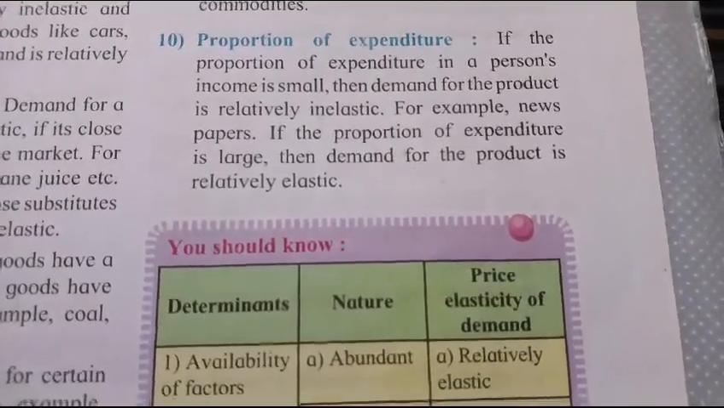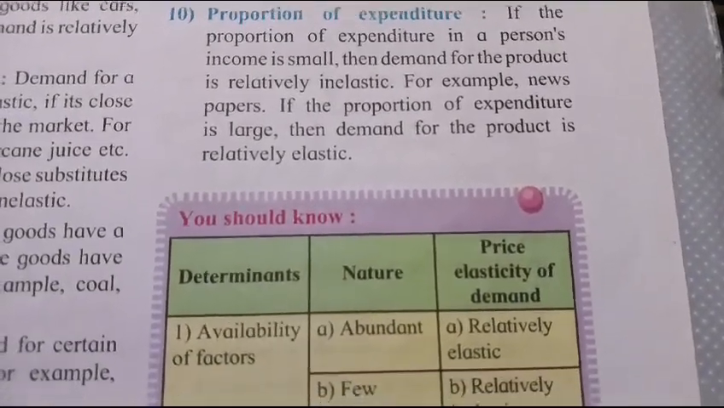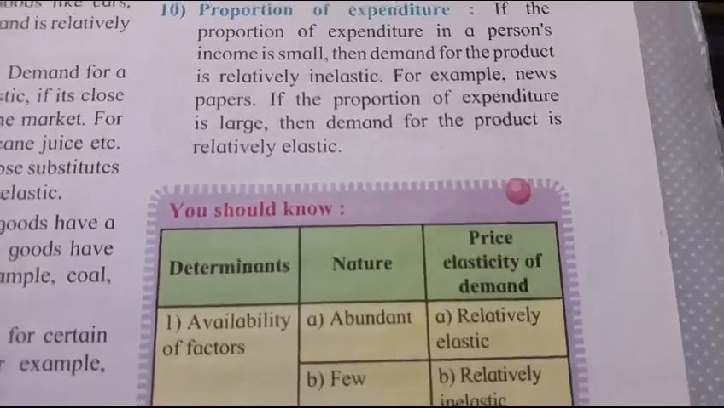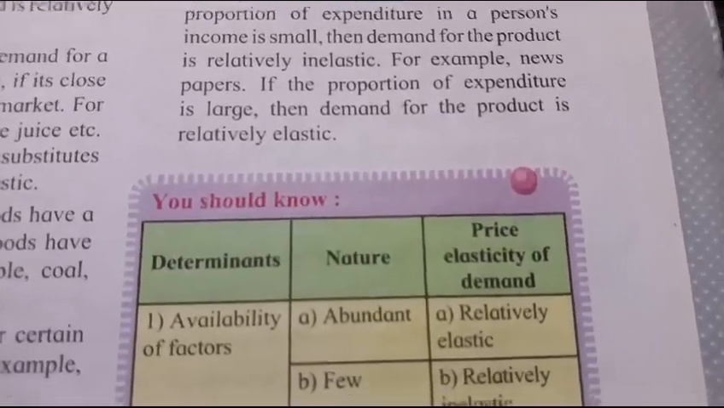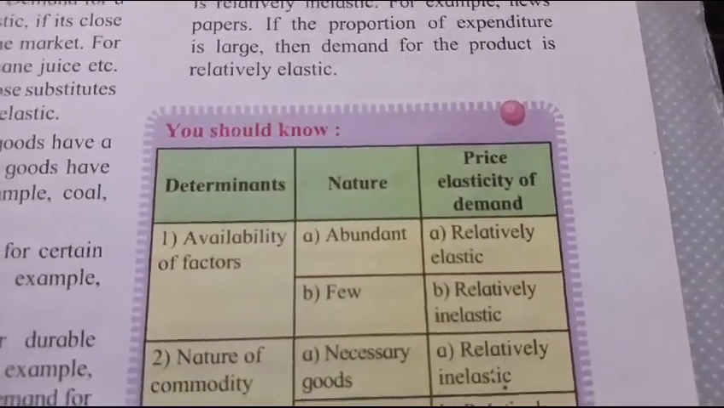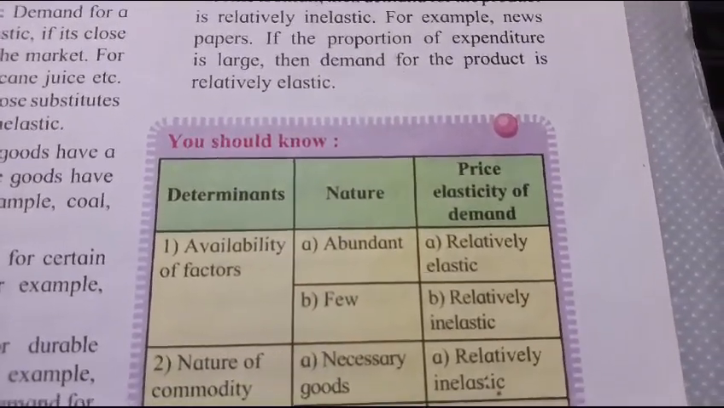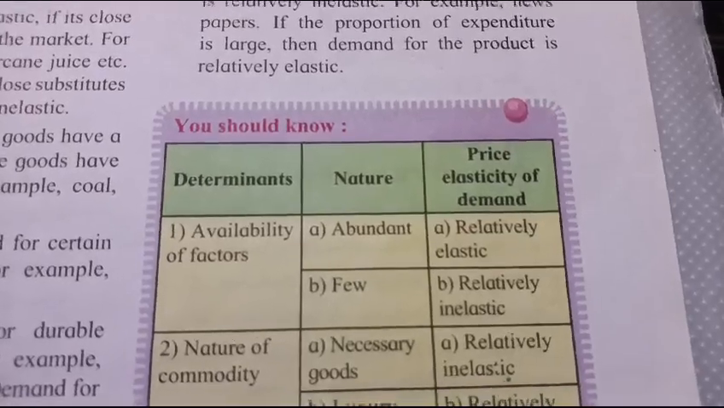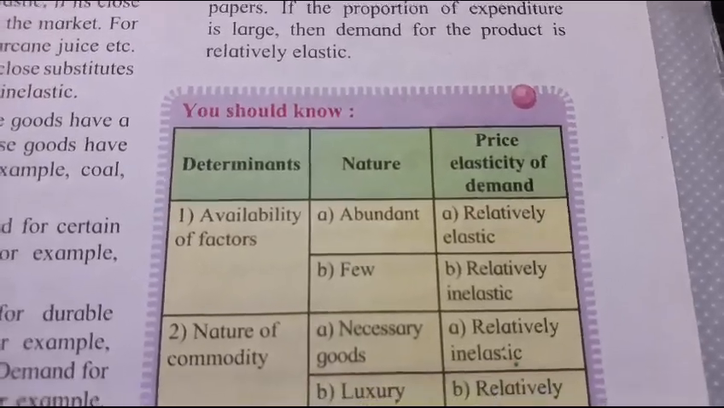If the proportion of expenditure in a person's income is small, then demand for the product is relatively inelastic. For example, newspapers. If the proportion of expenditure is large, then demand for the product is relatively elastic.